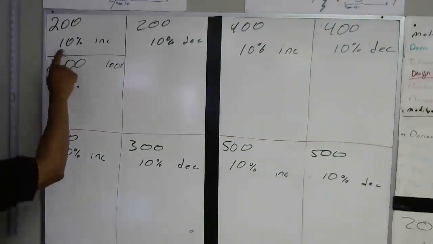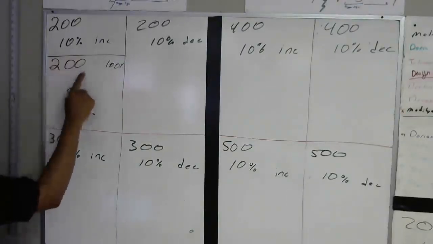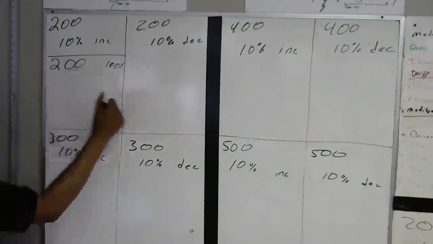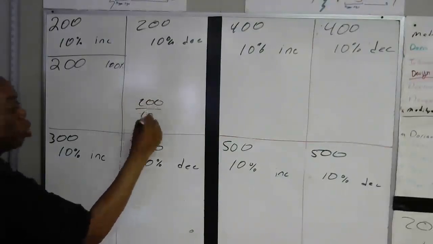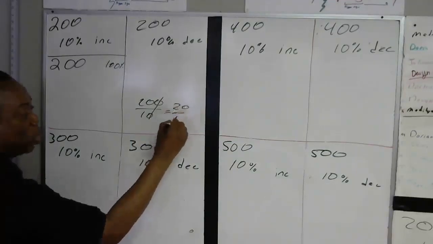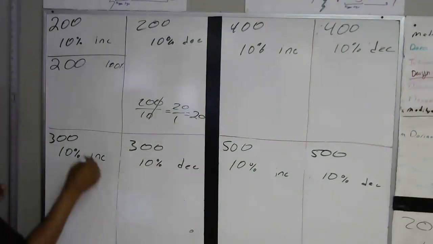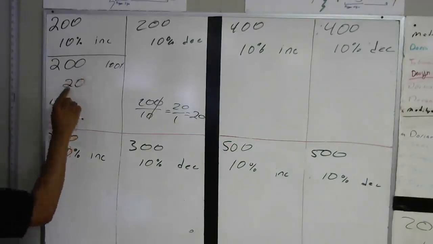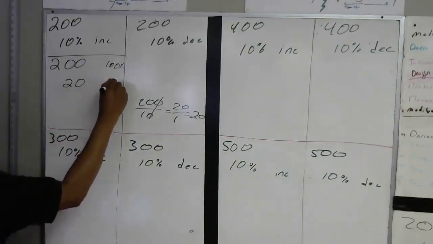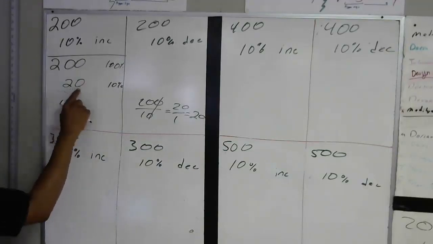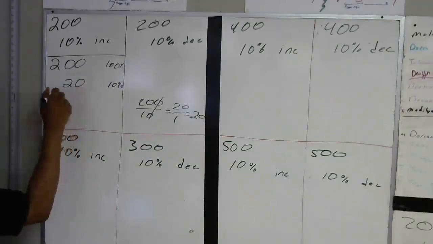Now, to make 10% out of 200, we're basically dividing this by 10. When you divide 200 by 10, the zeros cancel out and you're left with 20. So dividing this by 10 gives you 20. 20 represents the 10%. So here's the original 200, and this represents 10%, the 20.